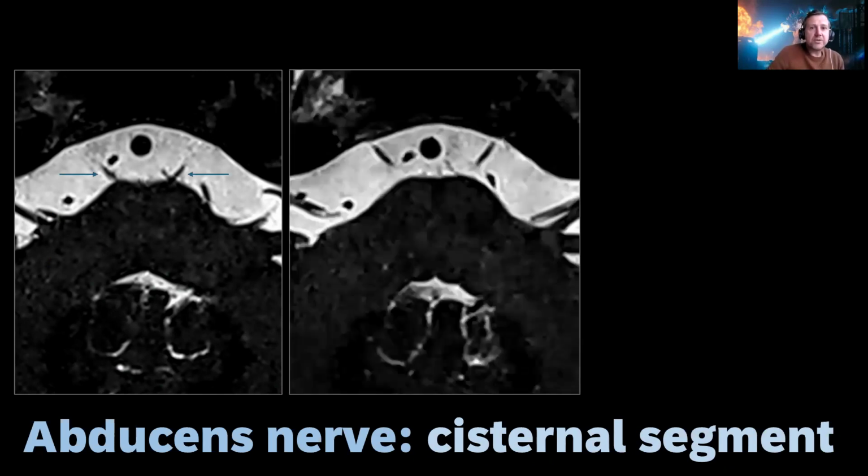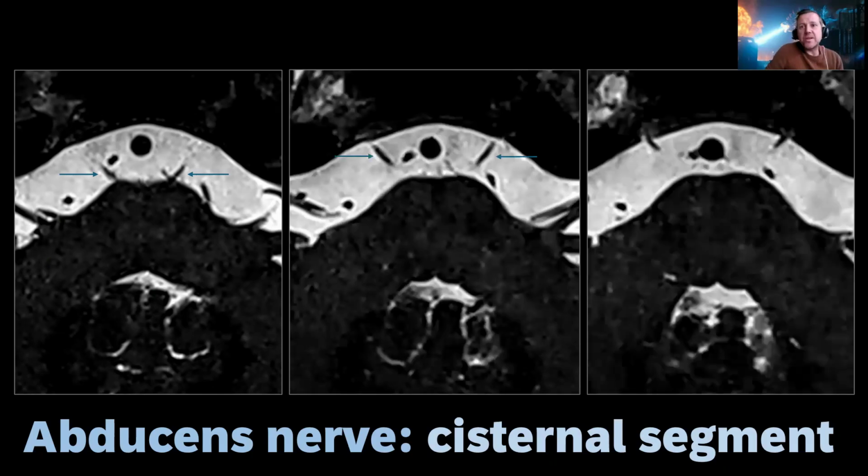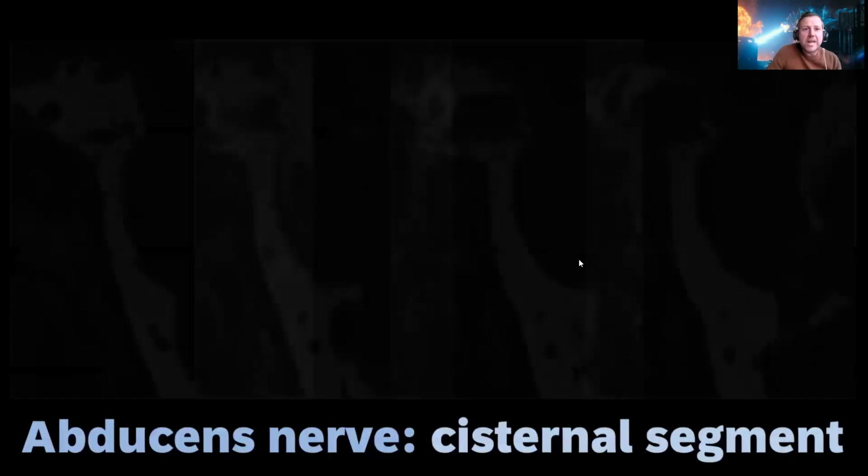Then the cisternal segment of the abducens nerve. As said, the abducens nerve exits the brainstem at the level of the pontomedullary junction, and then it runs superiorly and laterally towards the clivus, as we can see on these consecutive images, where I'm scrolling upwards. And then we see it entering a small channel located at the back of the clivus, which is called Dorello's canal. More about that in a minute.